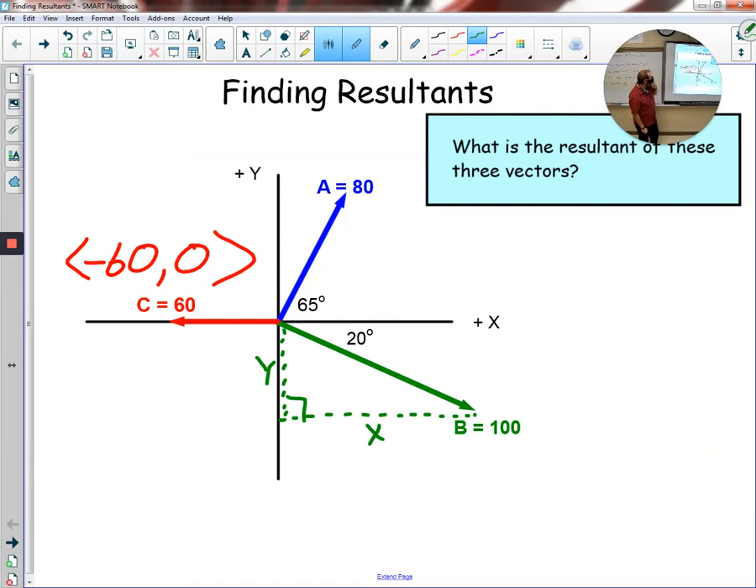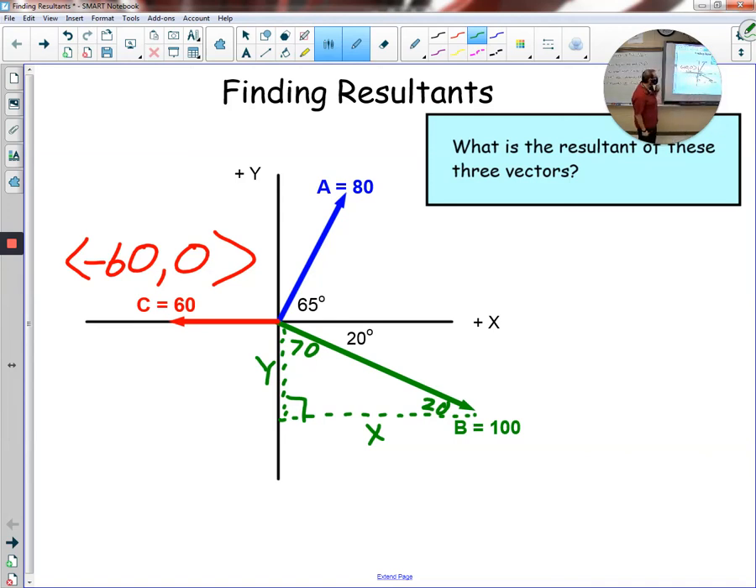Okay, so check it out. If that angle's 20, what angle is this? 70. Which also means that this angle down here is 20, right? Which makes sense because these are parallel and this is bisecting, so those alternate interior angles are congruent.